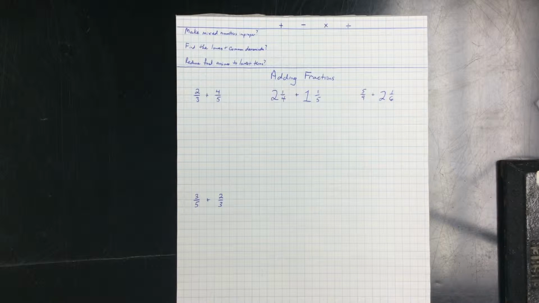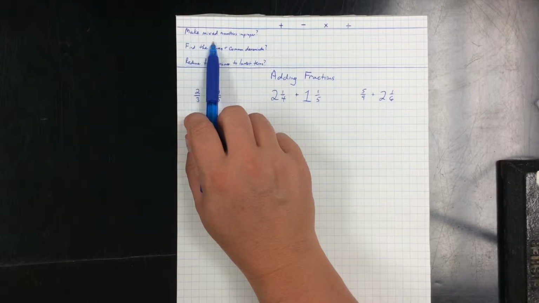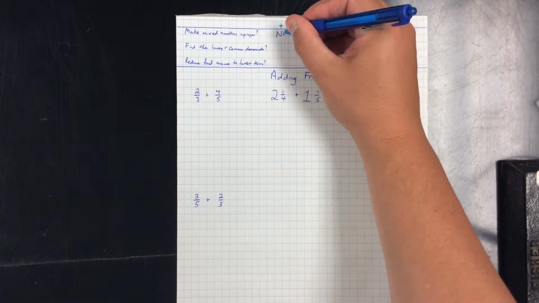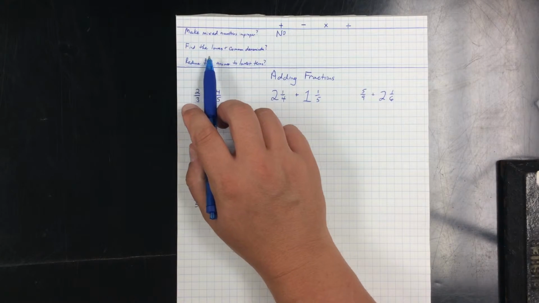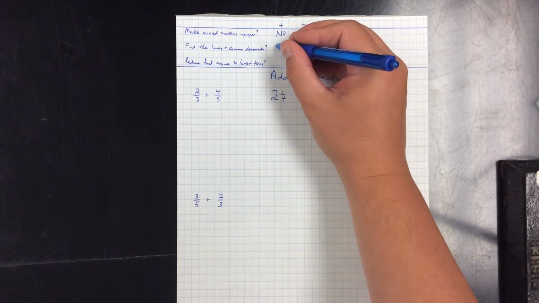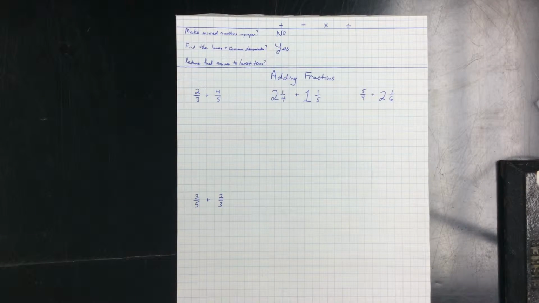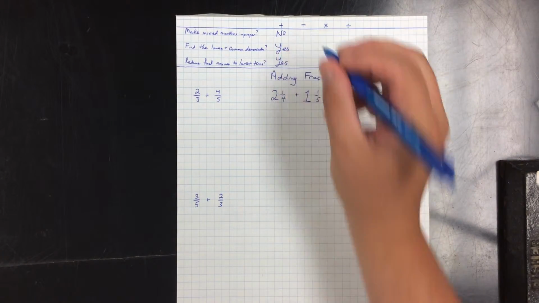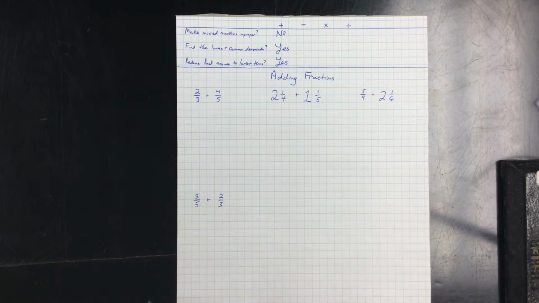When we're adding fractions, the very first thing we want to ask ourselves is, do we need to make mixed numbers improper? And the answer to that is no. If we have mixed numbers, we're going to leave them as mixed numbers. Do we need to find the lowest common denominator for addition? Yes, we do. And do we need to reduce our final answer into lowest terms or simplest form? Yes, we do. Okay, so let's take a look at our very first one, 2/3 plus 4/5.